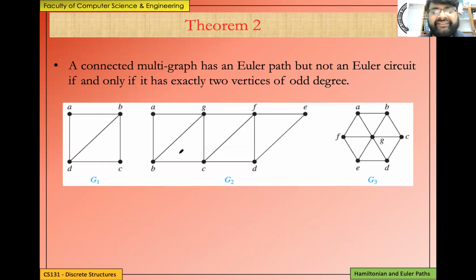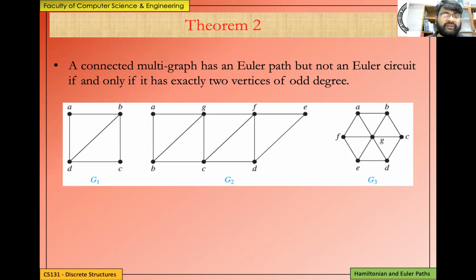There's another theorem that states that a connected multigraph has an Euler path, but not an Euler circuit, if and only if it has exactly two vertices of odd degree. So an Euler path is possible if it contains exactly two vertices of odd degree. But if it does contain exactly two vertices of odd degree, then it will not contain an Euler circuit whatsoever.